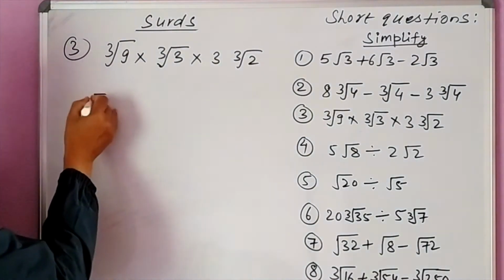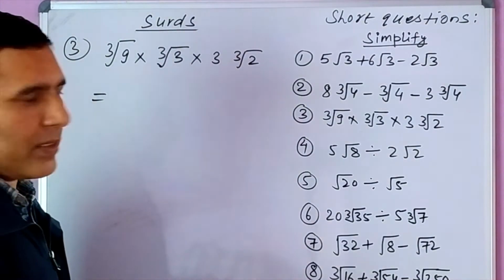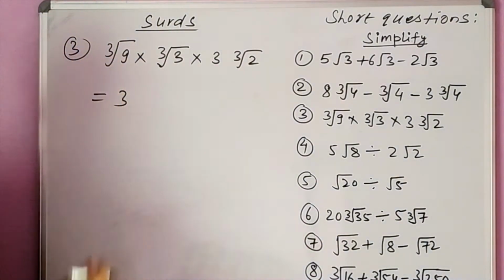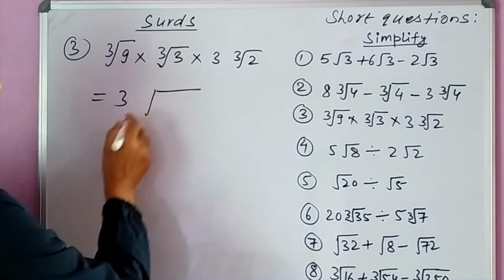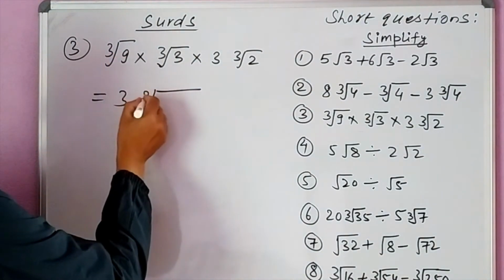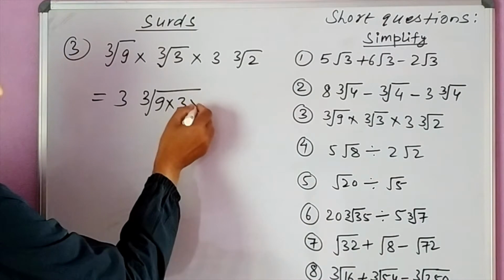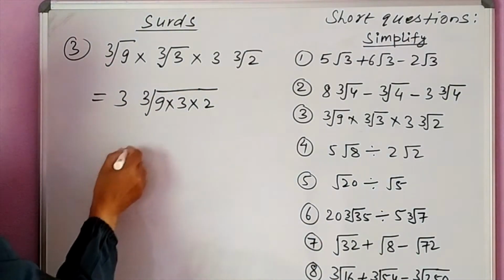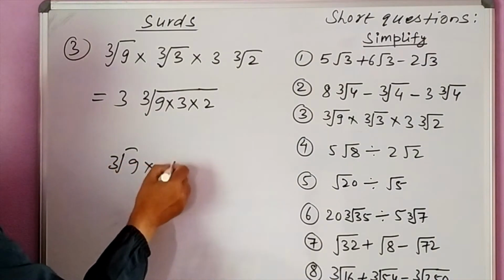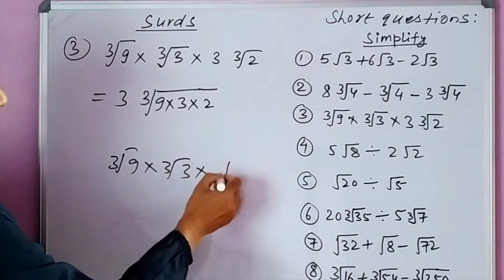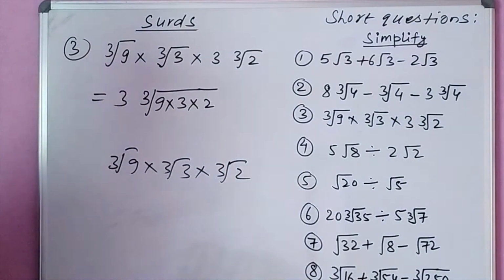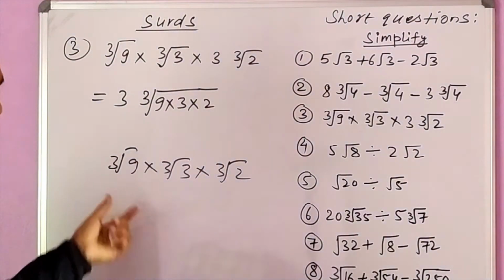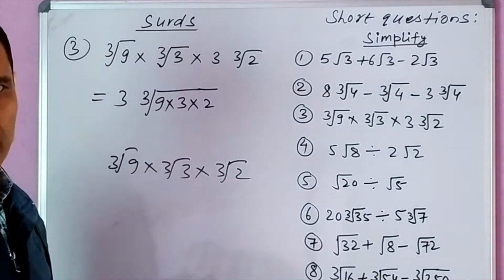Like just we multiply the radicand of the surds of the same order. Like this, 3 is the coefficient, it will be outside of the radical sign, and cube root of 9 into 3 into 2, like this. There is a cube root of 9, cube root of 3, cube root of 2. As we have the same order of these three surds, they can be multiplied together.